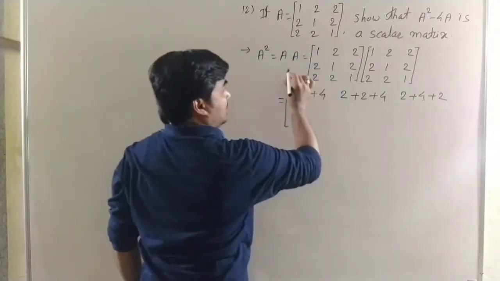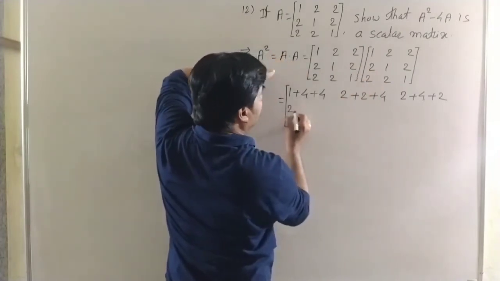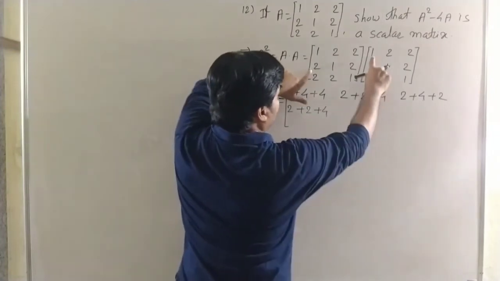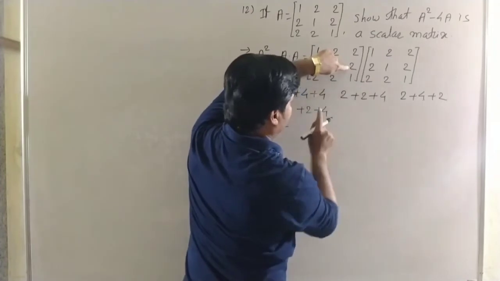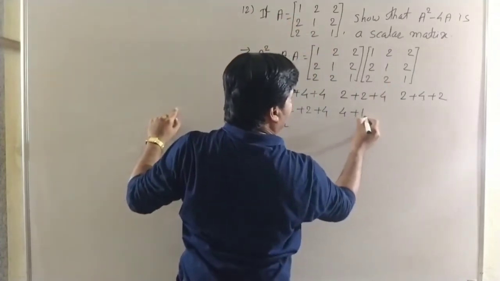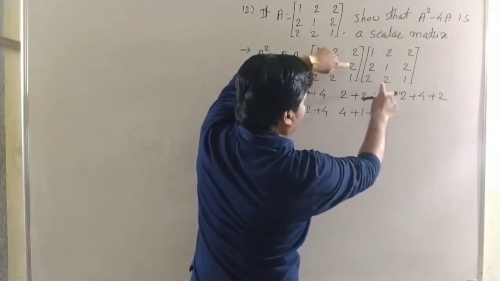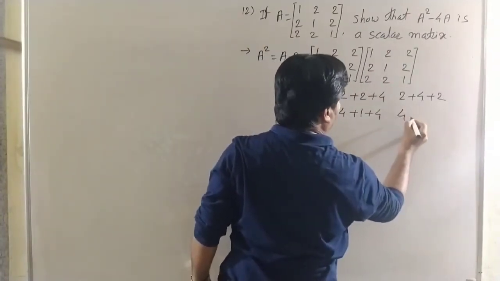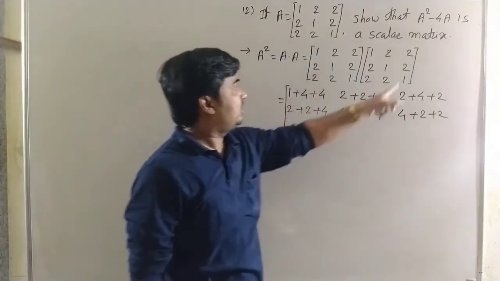Now second row first column: 2 into 1 is 2, 1 into 2 is 2, and 2 into 2 is 4, so 2 plus 2 plus 4. Now second row second column: 2 into 2 is 4, 1 into 1 is 1, and 2 into 2 is again 4, so 4 plus 1 plus 4. Now second row third column: 4 plus 2 plus 2.